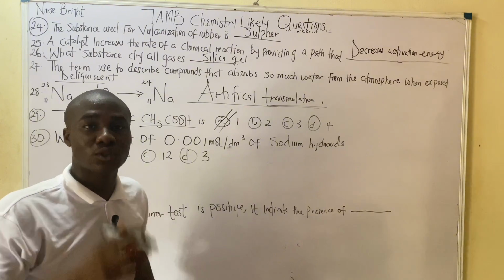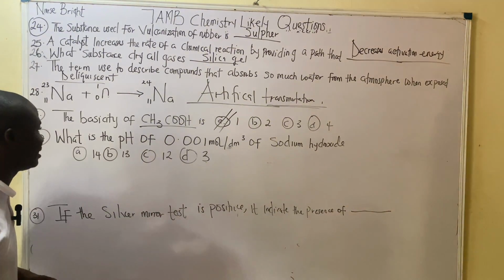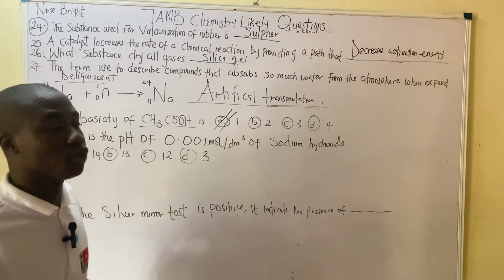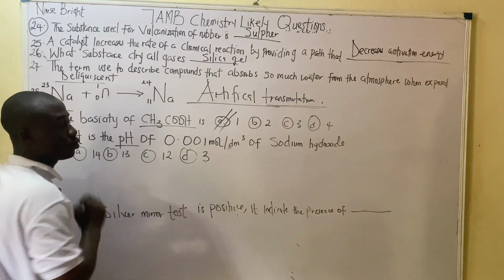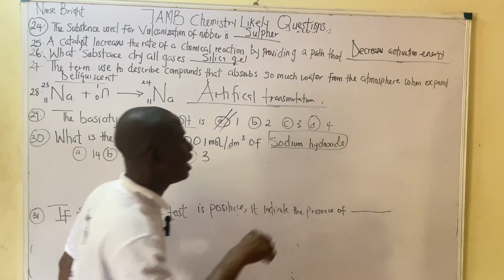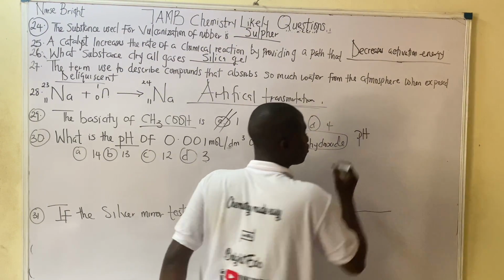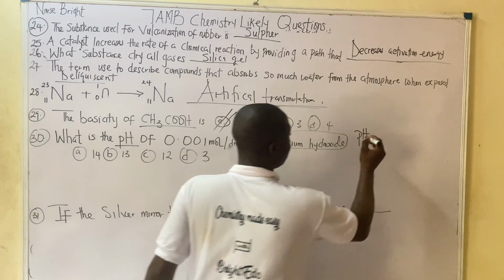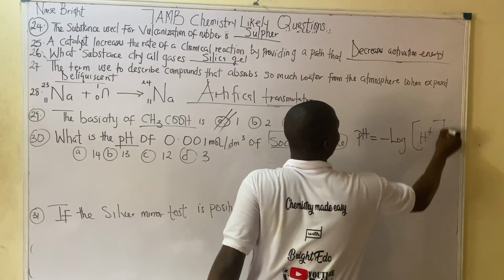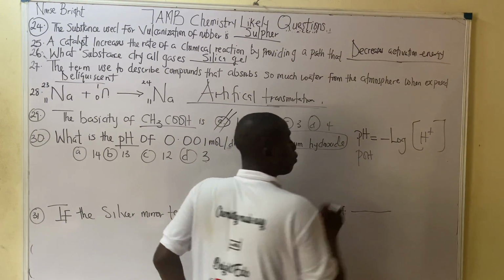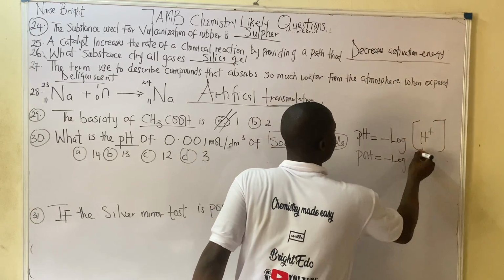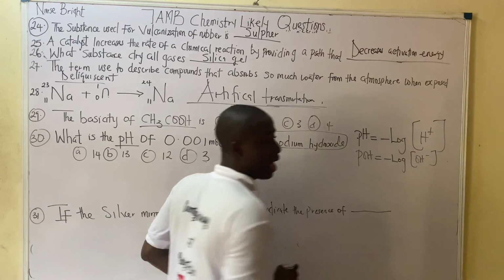So next, let's get to the next practice question, question number 30, which says: what is the pH of 0.01 mole per dm cube of sodium hydroxide? First, they asked us to get pH, but they gave us a base. What do you think we should do first? Very easy. I believe you already know the 4 important formulas for solving questions on the pH concept. The first one is pH equals minus log of the bracket H plus. After that, anything that happens to pH must happen to pOH, and pOH deals with base, so minus log of bracket OH minus.